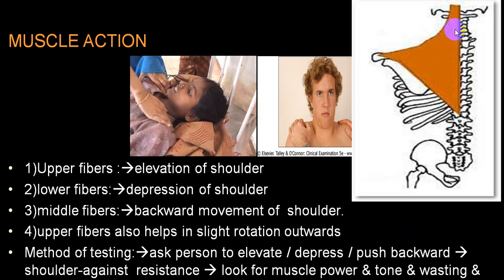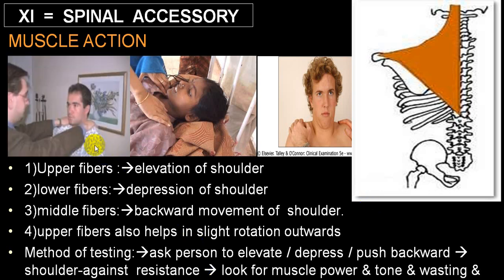While looking at the trapezius, for contraction of the upper fibers, you are asking the person to lift the shoulder up against the resistance. And for the lower fibers, you are applying the hand in the axilla and asking the person to depress the shoulder. And for the middle fibers, you apply the pressure on the two scapulae and ask him to retract back. These are the three actions: elevation, depression, and backward movements. So these three actions will be tested for the trapezius muscle.